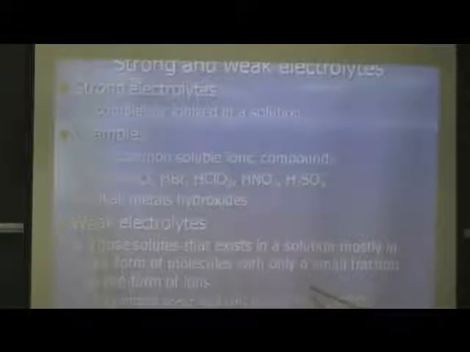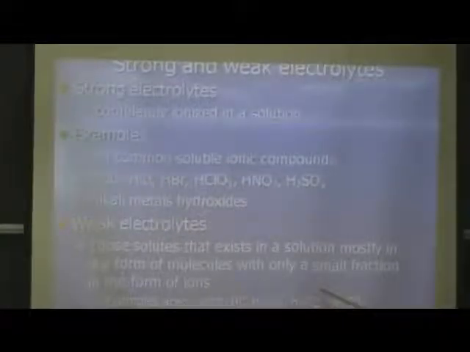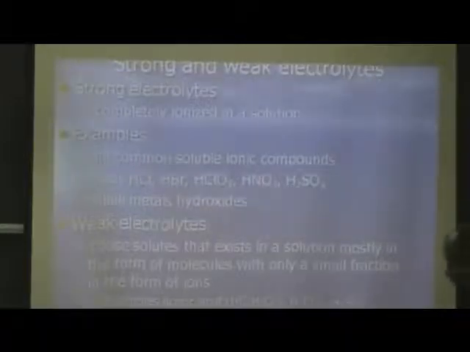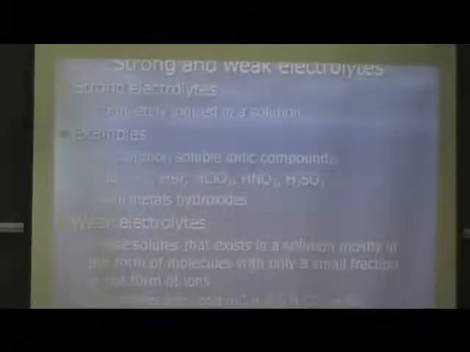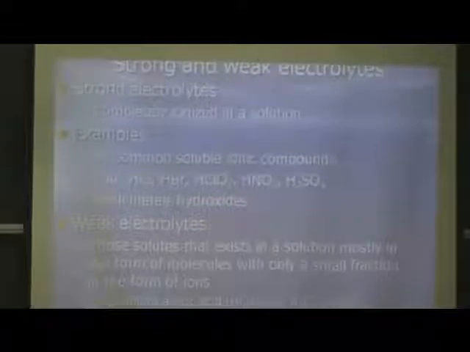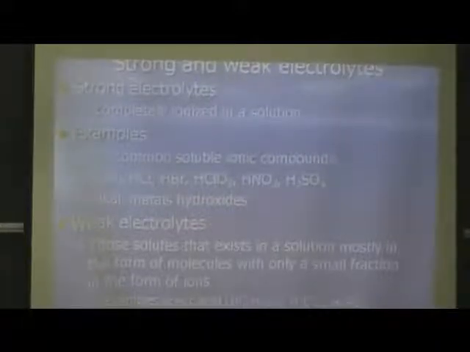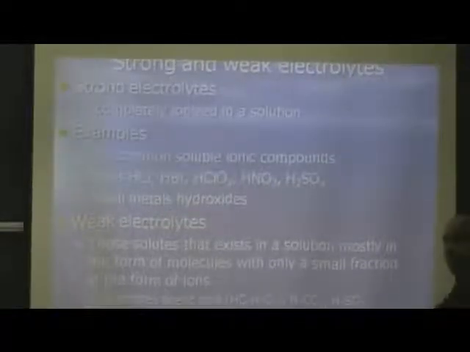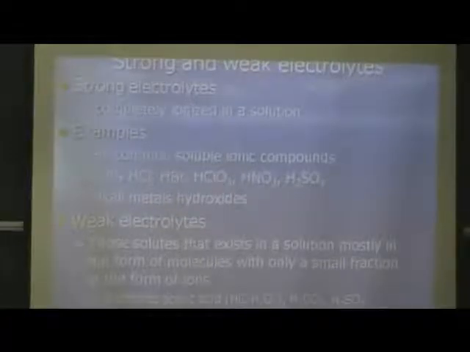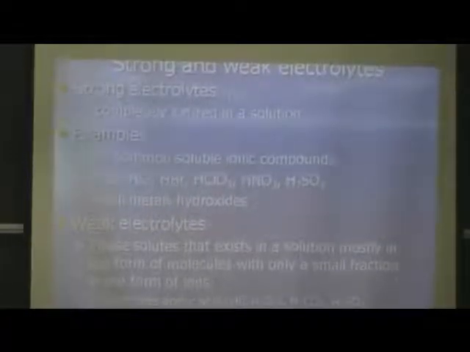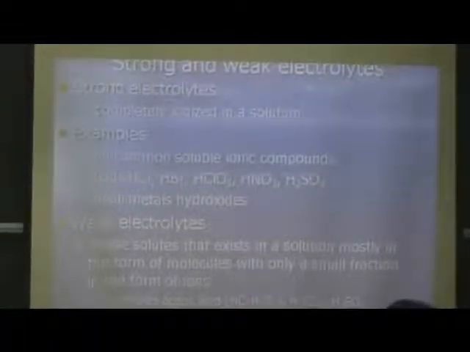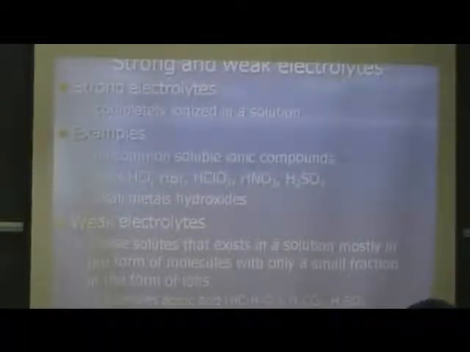These are solutes that exist in a solution mostly in the form of molecules, but there is a small fraction in the form of ions. What we can understand from here is that weak electrolytes are still electrolytes, but they are not completely dissociated, not completely ionized, not completely broken down. There is a molecule and there is ion. We call these weak electrolytes.